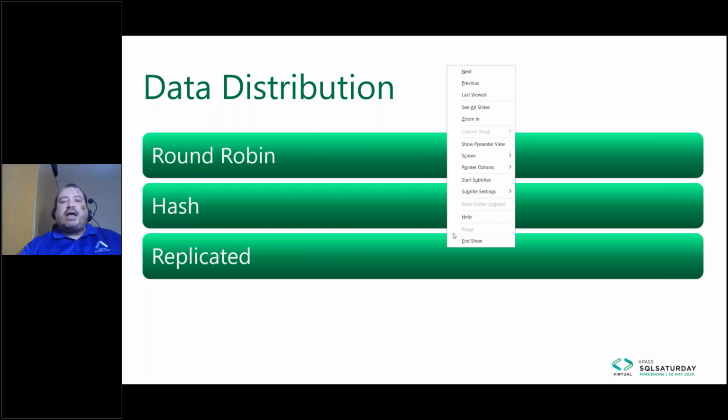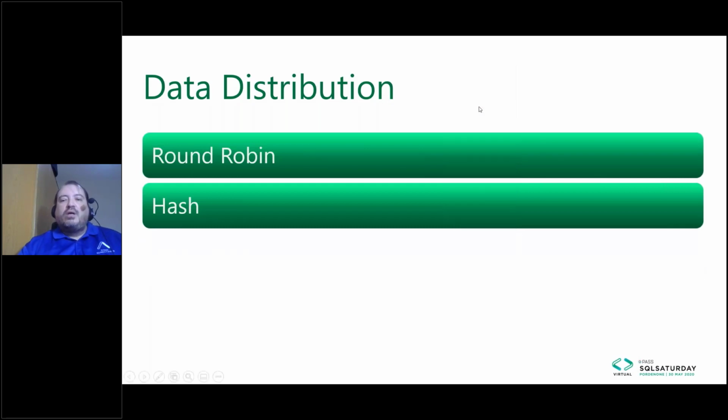Then we have the hash distribution. The hash distribution is used when, according to your data, you have a column which you would like to distribute among the compute nodes. For example, date. You can distribute dates among the compute nodes.